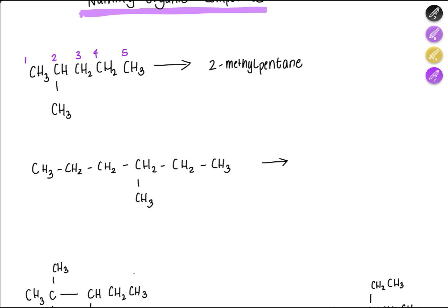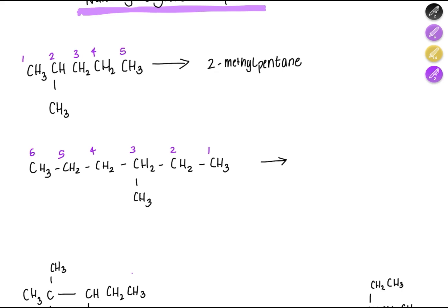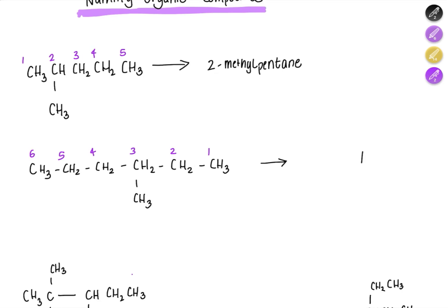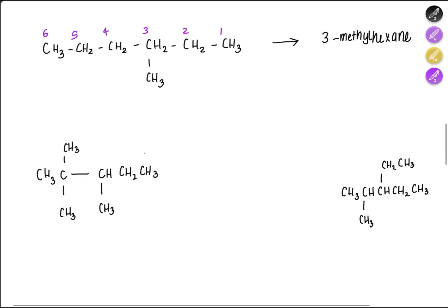Okay, so let's number it. 1 carbon, 2, 3, 4, 5, 6. Now you have 6 carbons, so you will call this hexane. And then on the third carbon, you have a methyl group. So this is known as 3-methyl hexane. Okay, now let's move on to another example.